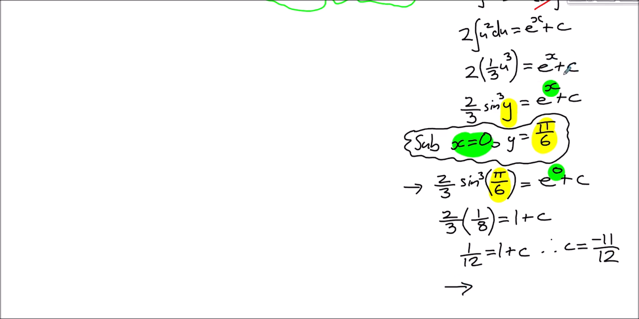We know that c is minus 11 over 12, sorry, I mean to say. We have our solution. So therefore, 2/3 of sine cubed y must equal e to the x plus c, and c is minus 11 over 12. We get that. So the final solution, 2/3 sine cubed y, is e to the x minus 11/12.